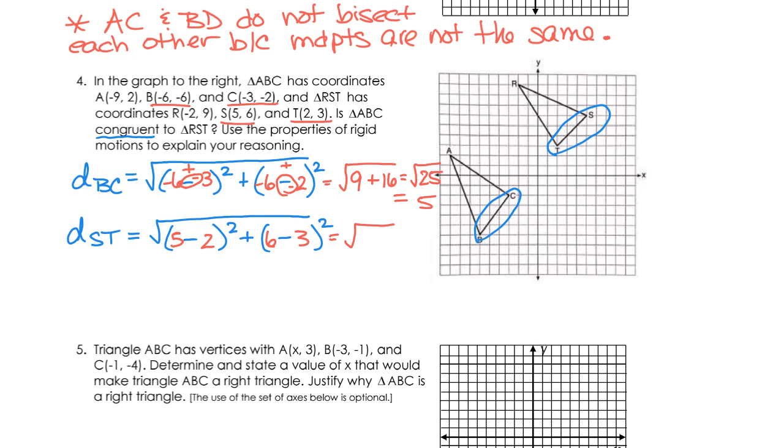Okay. In this one, we have 5 minus 2, which is 3, and 3 squared is 9. And in the second one, 6 minus 3 is 3, and 3 squared is also 9. And this comes out to be the square root of 18. So one of our sides has a length of 5, and our other side has a length of square root of 18, which is not equal to 5.